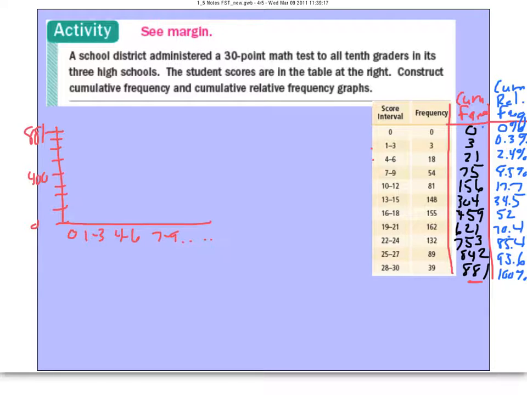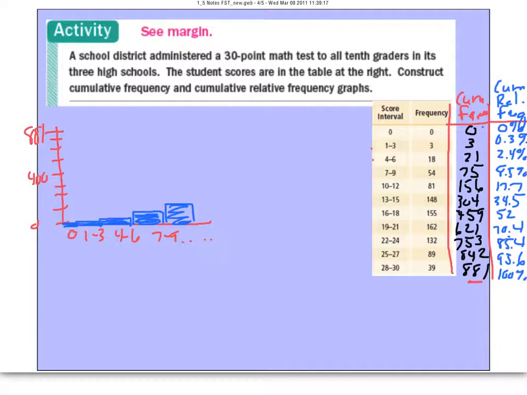Be careful, they're not asking me what type of graph to do, just construct one. We could do a bar or a line graph. Let's do a bar graph for this. So the frequency at 0 is 0. From 1 to 3, we're at a total of 3, so it's going to be just a little bit higher. From 4 to 6, it looks like our cumulative total is 21. Then we're going to go up to 75. And then from there, 157 for the next category here, and so forth.